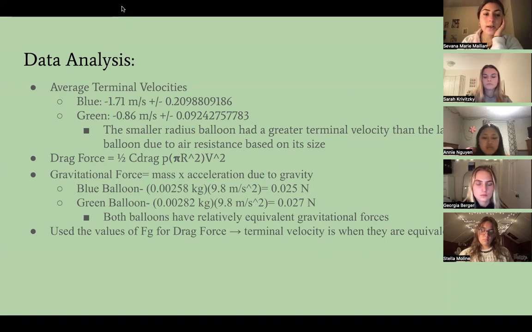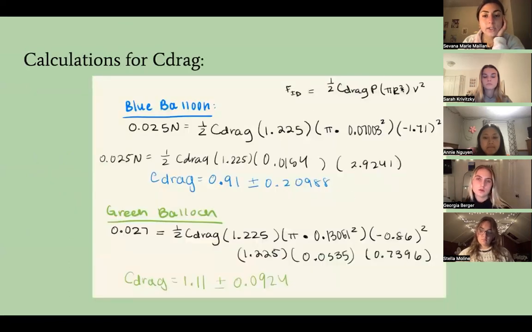And so in order to calculate the drag coefficient, we first had to find the value of the inertial drag force, which, when an object is experiencing terminal velocity, is equal to the gravitational force. So we calculated the gravitational forces. And then using this equation over here, we were able to calculate a C drag force for the blue balloon and a C drag force for the green balloon.